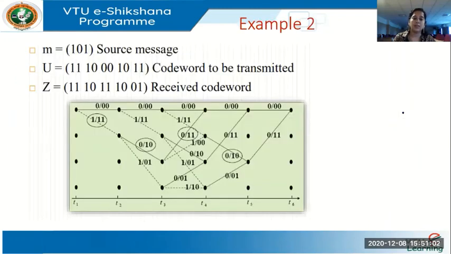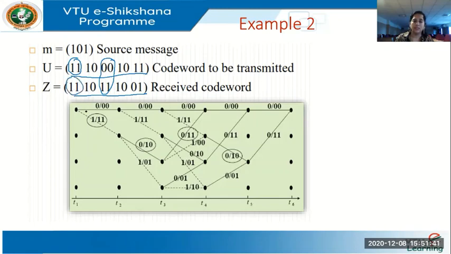There's one more example here. You can observe. The received message is 101 source message, and the code word to be transmitted is this, and the received code word is this. You see there is an error in these 2 bits. Okay. Now let's try to do the Viterbi decoding. When you do the Viterbi decoding, by comparing the bitwise received data with the branch-wise, you see this 11 what is received has what?